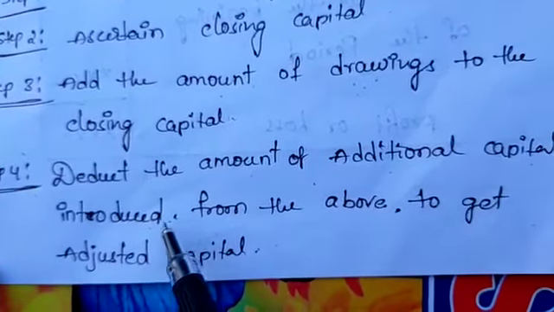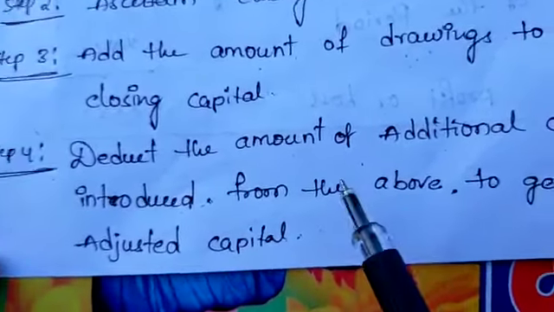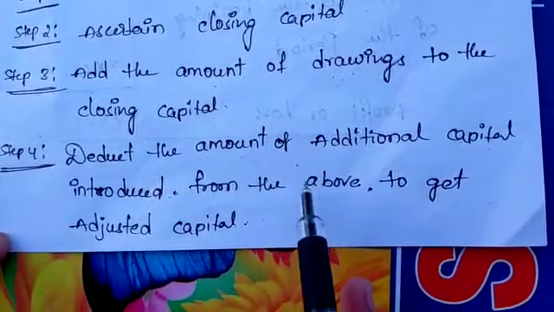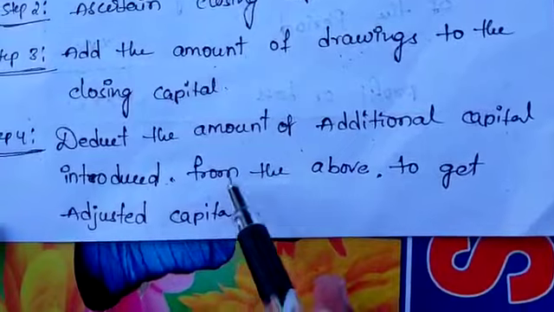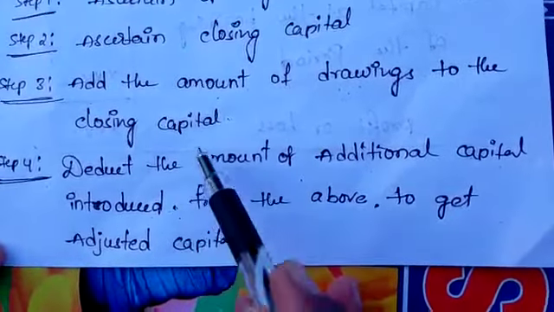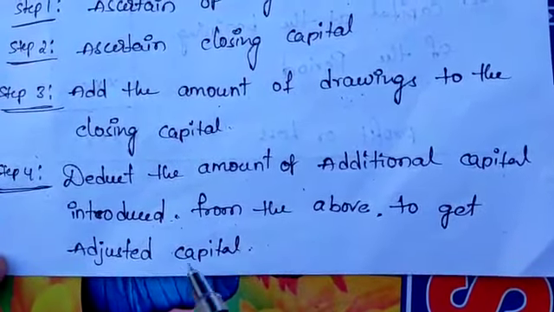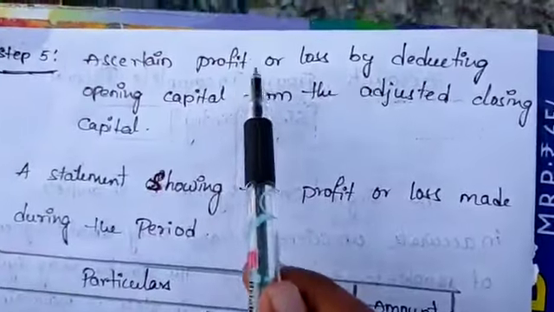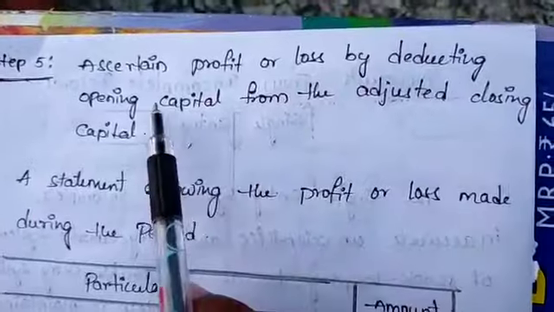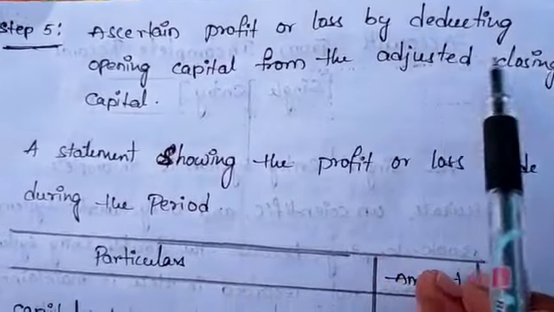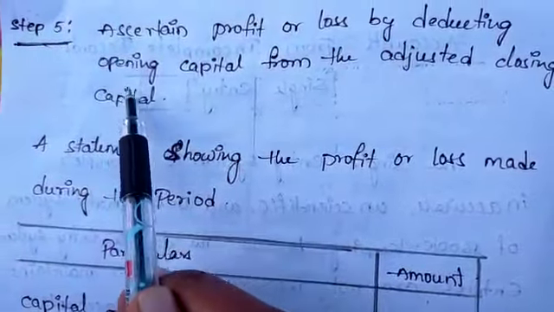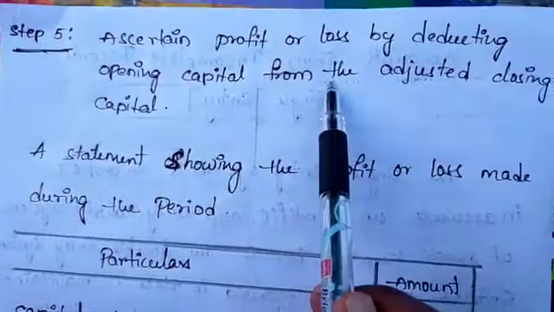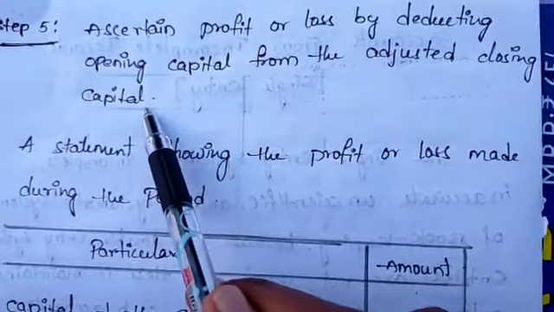Additional capital introduced means the amount the investor introduced during the year. That amount is deducted from the closing capital to get adjusted capital. Step 5, ascertain profit or loss by deducting opening capital from the adjusted closing capital. So we get the adjusted capital, and deduct the opening capital from it.